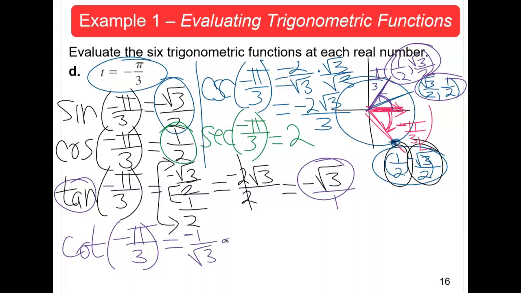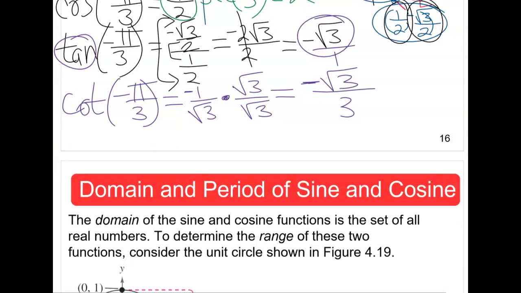And we multiply by the square root of 3, top and bottom, to rationalize the denominator. And that will equal to negative 1 times square root of 3 is just negative square root of 3. And then we have square root of 3 times square root of 3 is equal to square root of 3 squared, which is just equal to 3. So there we have it. We have all 6 trigonometric functions for that angle.